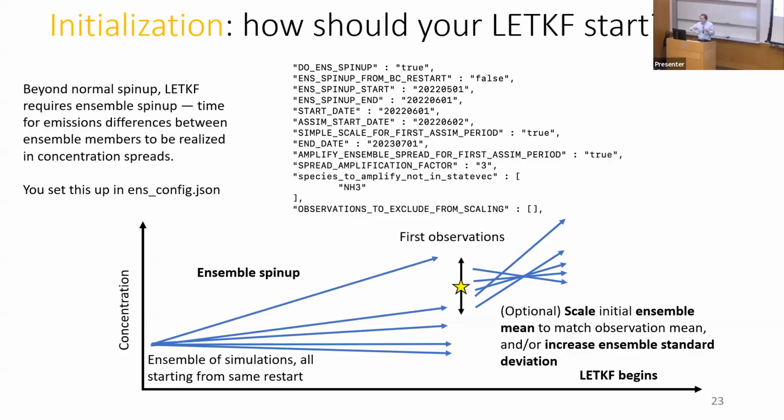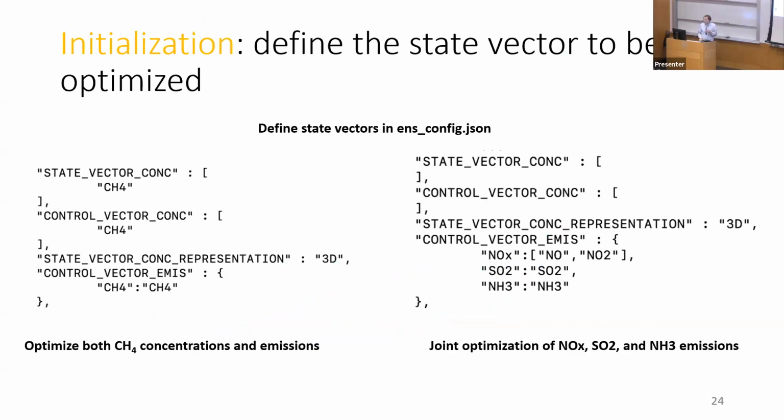And then once you start assimilating observations, your ensemble will move in that direction. So this is an area of your ensemble config that's very important to get right. But luckily, there's a lot of examples for you to look at. Then you define what you want to optimize. So you can optimize concentrations, emissions, both. I guess you could optimize neither, but that wouldn't do anything.